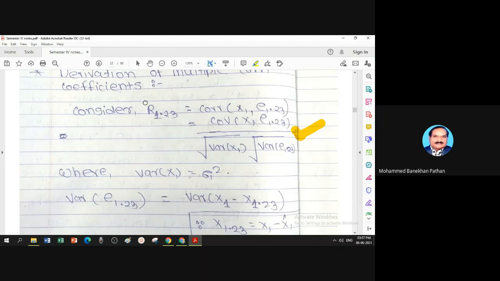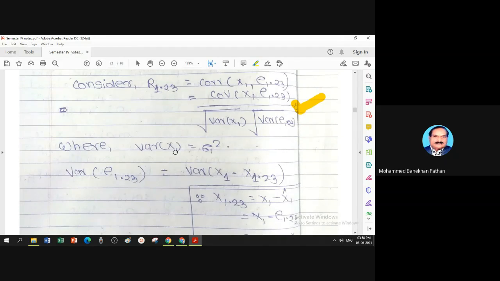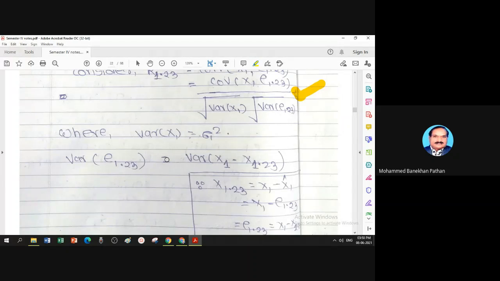That means to get R1.23, I have to get a numerator and the variance of E1.23, where the variance of x1 is sigma 1 square, so there is no derivation for this. Variance of E1.23, E for estimated value, that is the variance of x1 minus x1.23. So E1.23 is nothing but x1 minus x1.23.